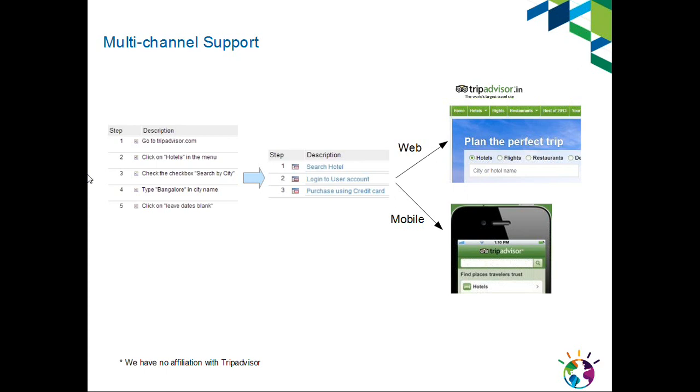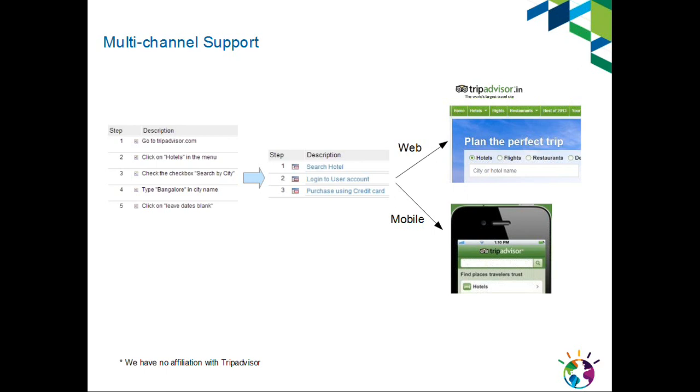But instead, now if you look at the center, the same set of steps has been distilled down, abstracted into 3 high-level steps. You can look at them like functions, like function calls. So you have search hotel, log into user account, purchase using credit card. Now that is something that a subject matter expert can easily understand, right? A test architect or a manager can easily understand and say, oh yeah, that's the flow.